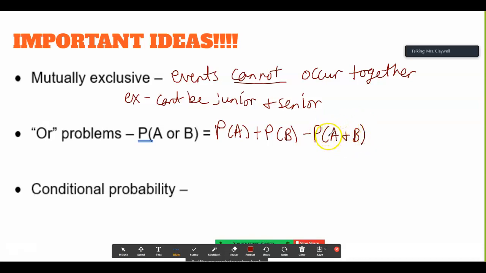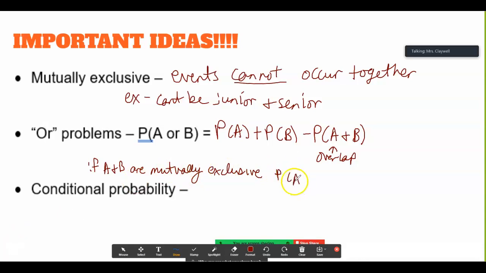Remember, this is my idea of an overlap. So I want to subtract that if I have an overlap. So if events are mutually exclusive, the probability of A and B is just 0. They can't happen at the same time.